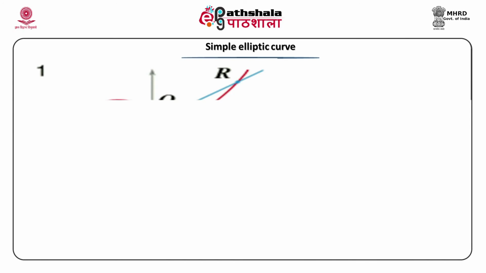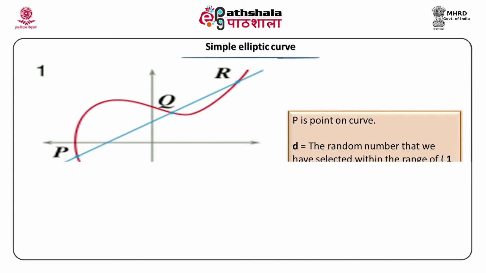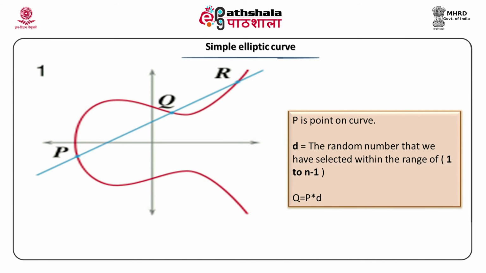You have a simple elliptical curve on the slide. P is called a point on the curve. d is the random number that we have selected within the range of 1 to n minus 1, and Q is nothing but P multiplied by d. Clear?